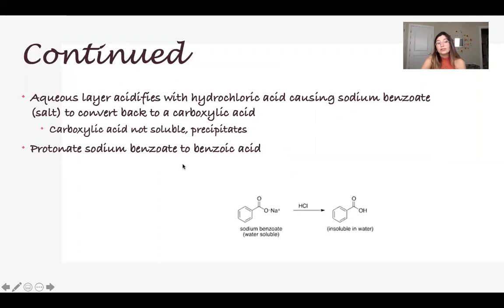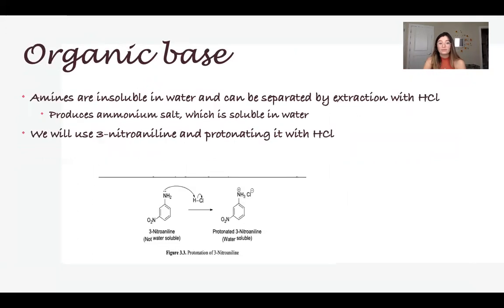The aqueous layer acidifies with hydrochloric acid, causing sodium benzoate, which is our salt, to convert back to a carboxylic acid. The carboxylic acid is not soluble and it precipitates. So basically right here with HCl, what we're doing is we're protonating the salt to convert it into benzoic acid.